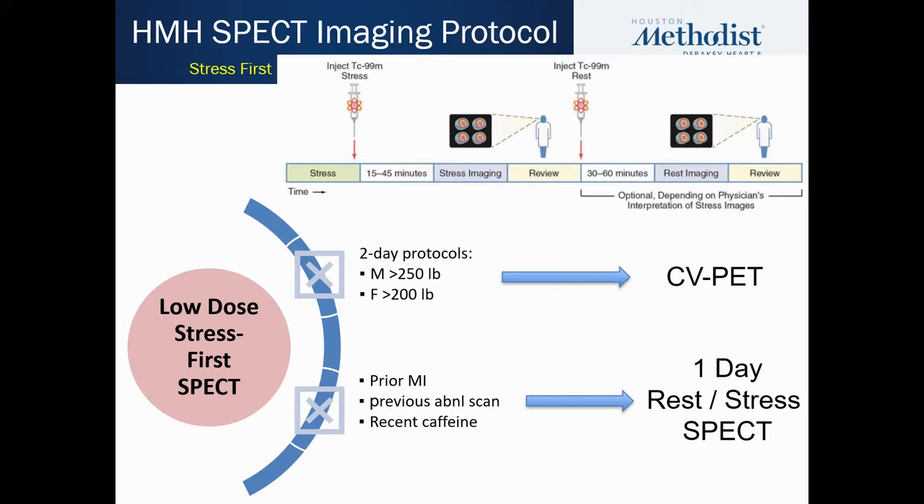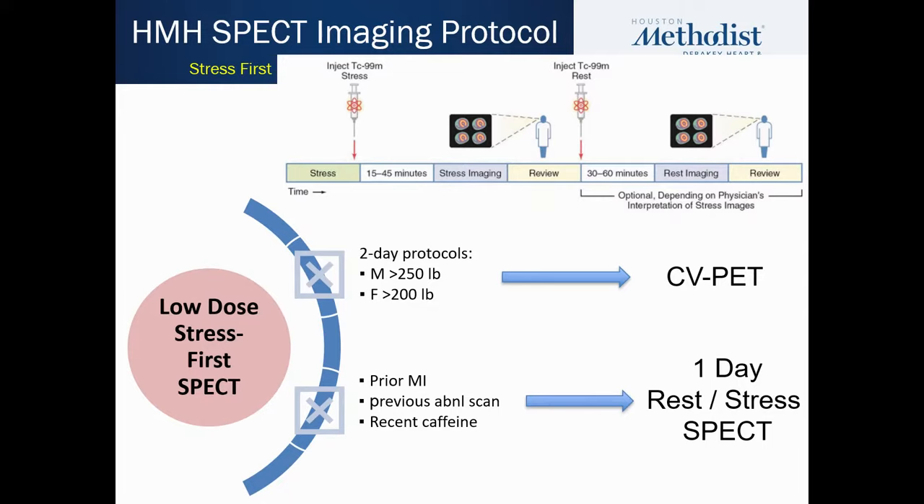This is the protocol we're using here at HMH. We use a low-dose stress-first SPECT strategy. The idea is that a patient will get injected with a low dose and have stress imaging first. A physician will then review the images. If those images are completely normal, we're done. The rest images really do not add much more, and I will show you prognostic data on my next slide. So this can be a very easy, fast strategy to decrease radiation exposure to the patient and the lab, and to increase lab throughput as well.